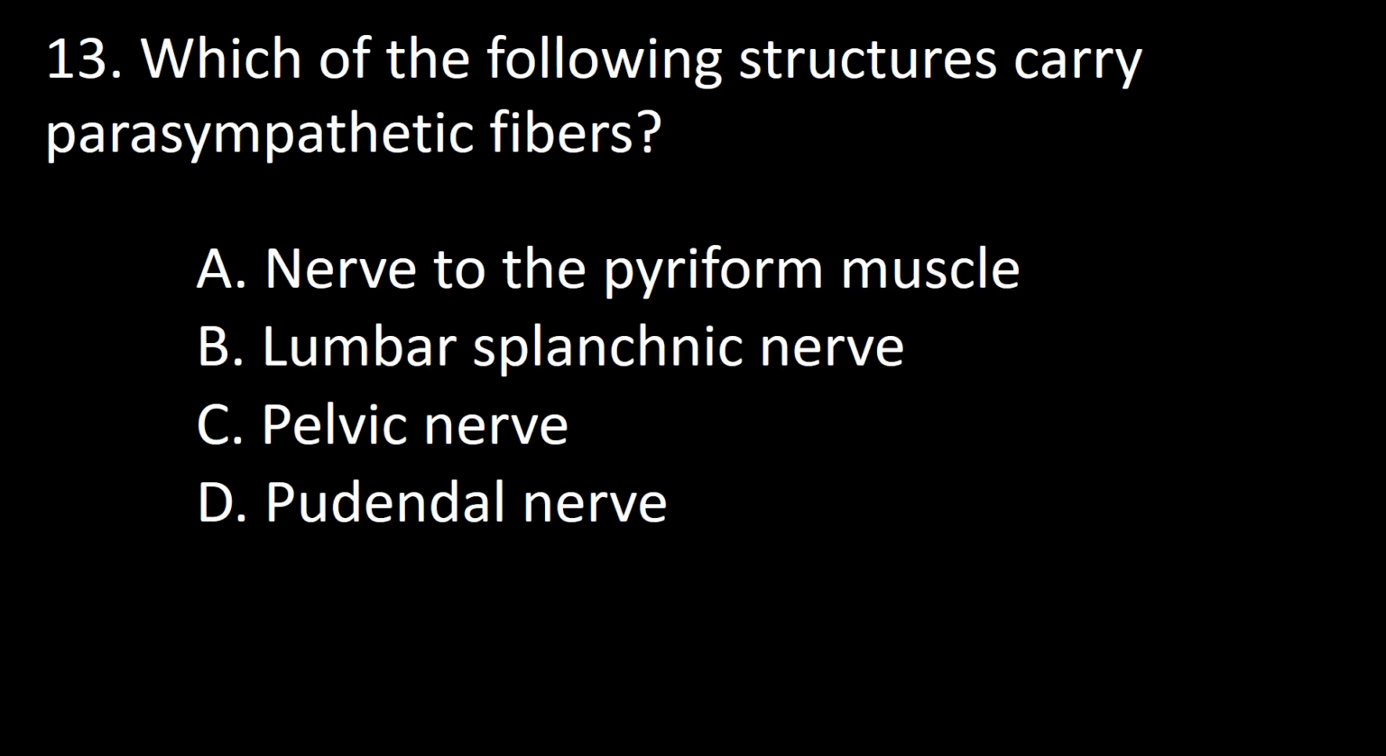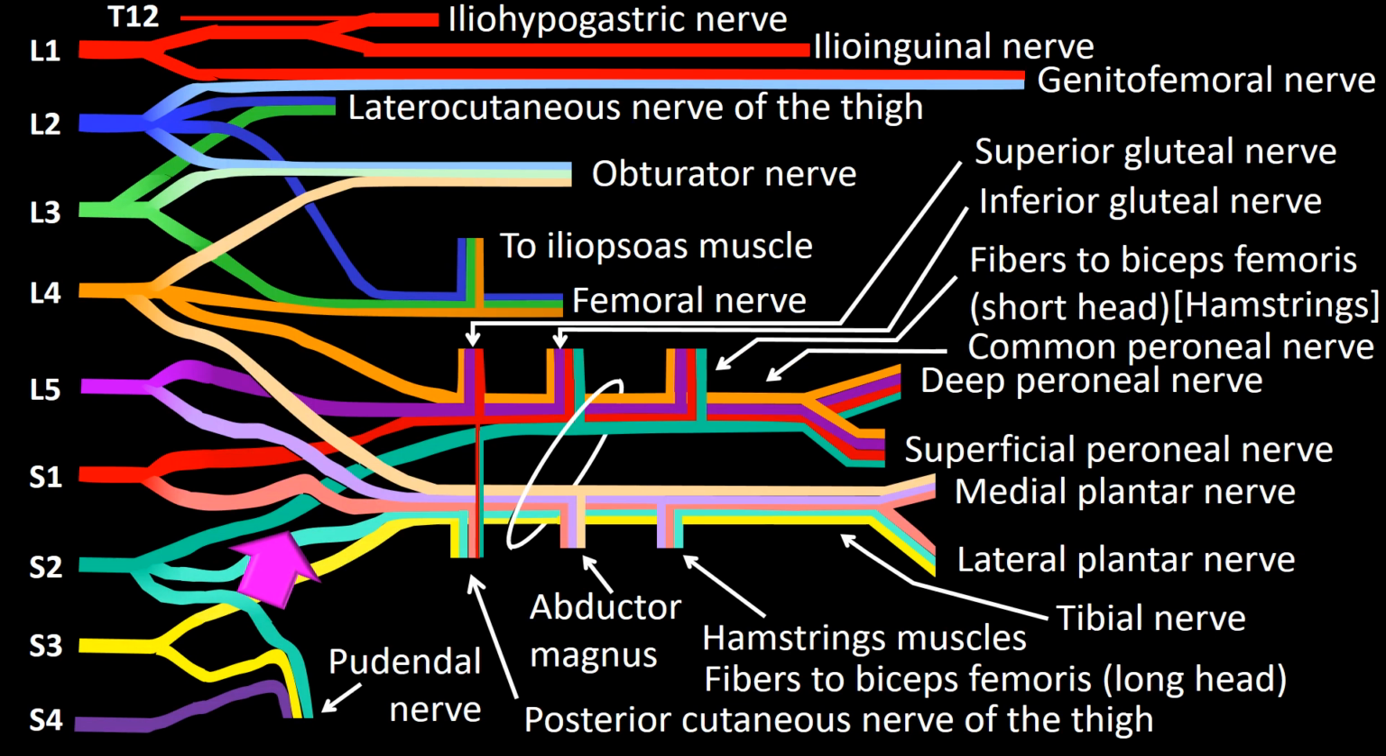Next question. Which of the following structures carry parasympathetic fibers? A. Nerve to the piriformis muscle. B. Lumbar splanchnic nerve. C. Pelvic nerve. D. Pudendal nerve. As indicated in this frame, from the posterior division of S2, a branch comes out to innervate the piriformis muscle.